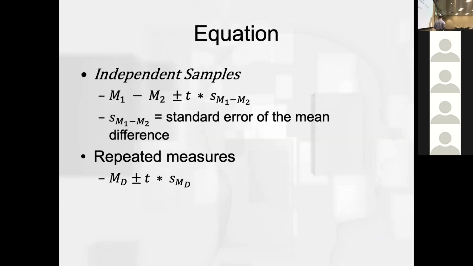So again, just to represent what we've got here, that mean 1 minus mean 2, that mean difference, plus or minus t times that standard error for the repeated measures. It's that mean difference, plus or minus t times the standard error of mean differences, etc.